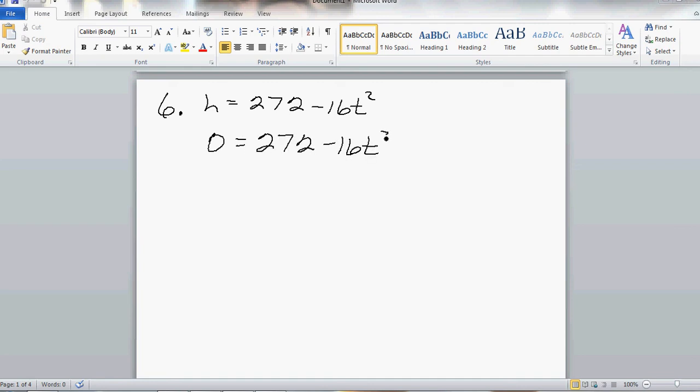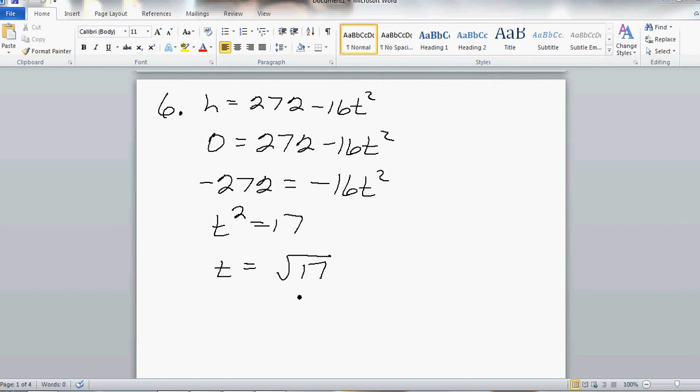And we've got several methods, but the square root method is actually going to be the easiest. But first let's subtract 272. Divide by negative 16, and so t squared would equal 17. And then square root both sides so that t equals plus or minus the square root of 17. However, we do have to do a little bit of reasonable check here, in that it's impossible to go back a negative root 17 seconds. So when is it going to hit the ground? At root 17 seconds.